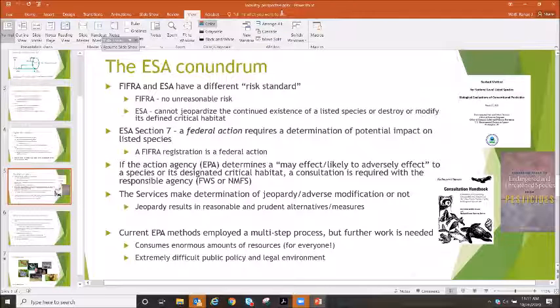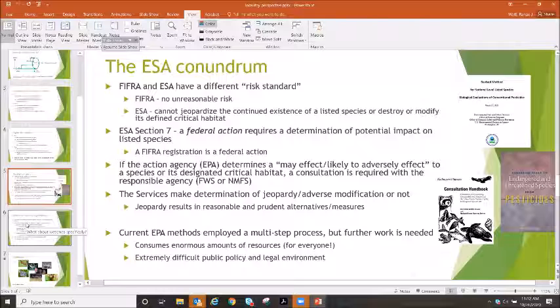At the initial levels of the work we have to do, the interface between FIFRA and ESA, that's where Chris was referring to protecting the individual of a listed species. Then as it gets further along, the Fish and Wildlife Service can make other decisions related to populations and continued existence, based on not just an individual. What we run into as pesticide registrants, working with EPA, is that the registration under FIFRA is a federal action, and so it requires an evaluation.